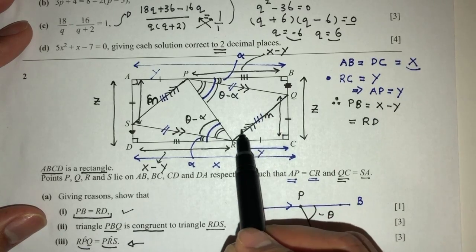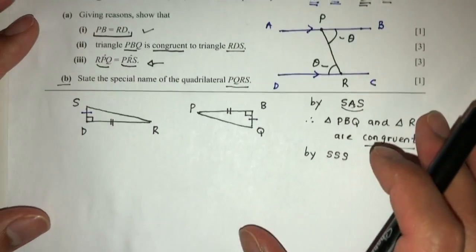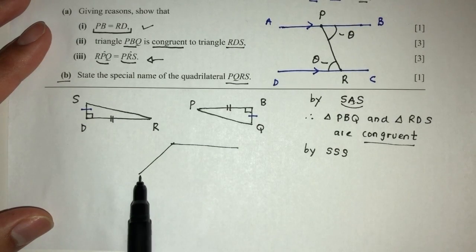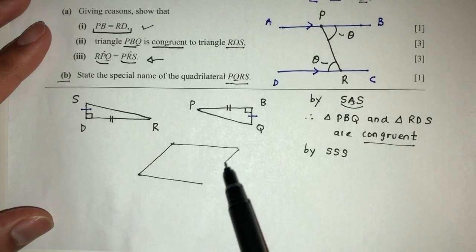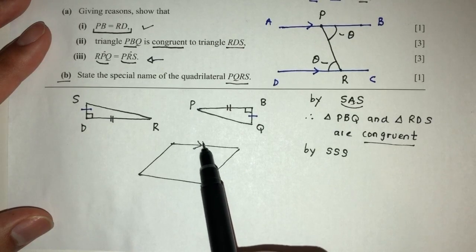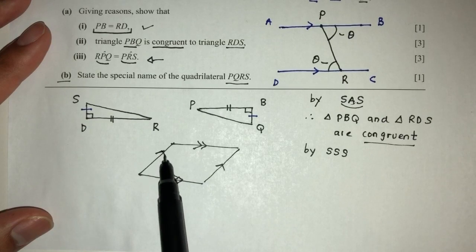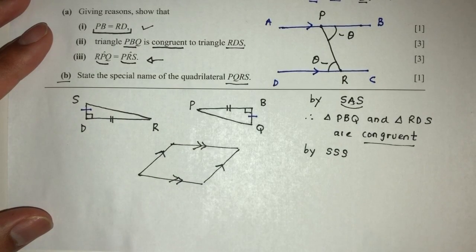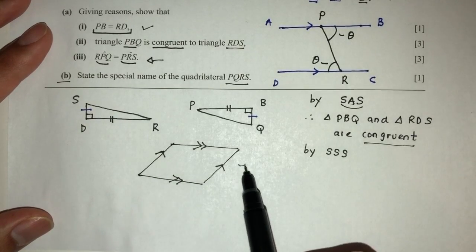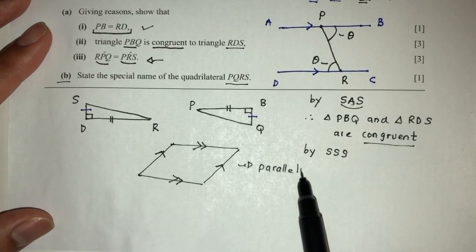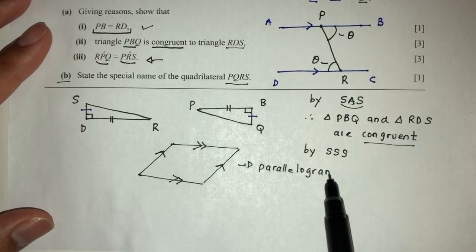So what is that shape? Let me take this out. So right now we have a shape which is like this, where these two are parallel and these two are parallel. So it is very clear this has to be a parallelogram. So that will be your question number 2.